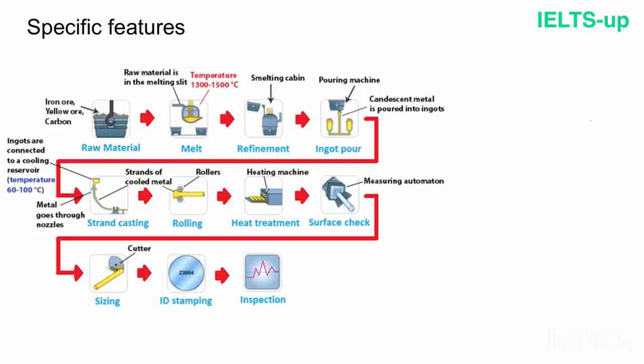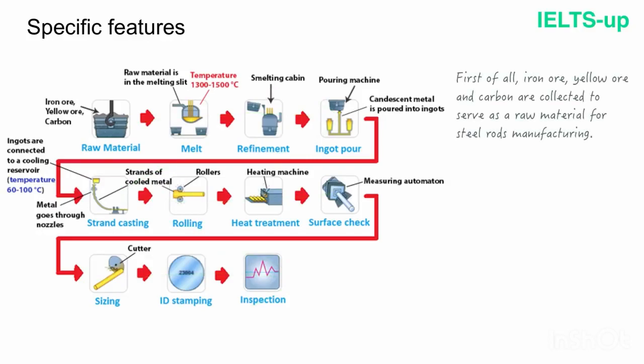I describe the stage in such a way. First of all, iron ore, yellow ore, and carbon are collected to serve as raw material for steel rods manufacturing. Then we move on to the next stage, which is called melt. If you don't know what melt means, it's totally okay. Diagrams often picture information with quite unusual names that may be unfamiliar to you. But you should not worry about that. Your task is to focus on the description, using all those strange names and additional information.